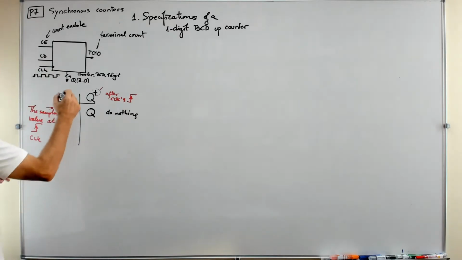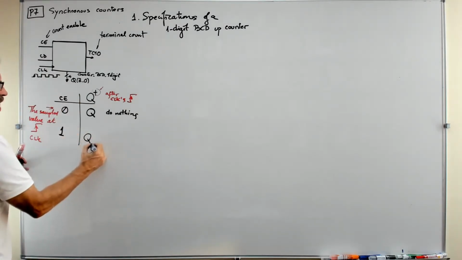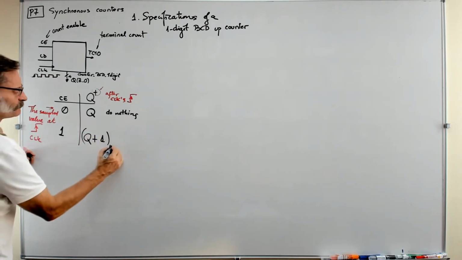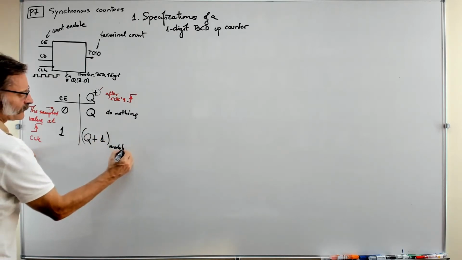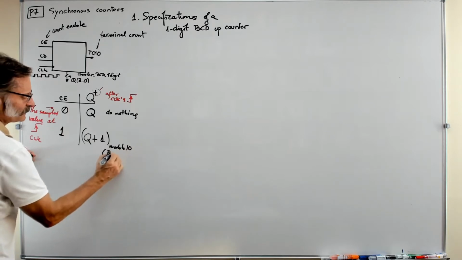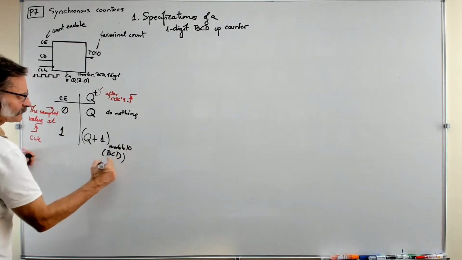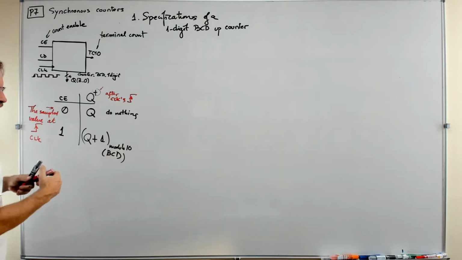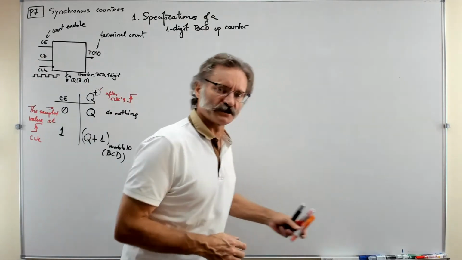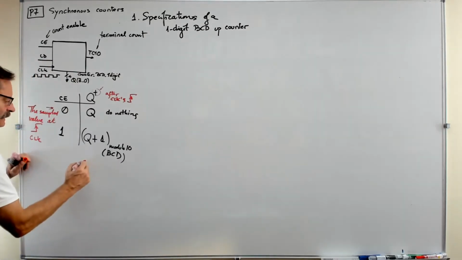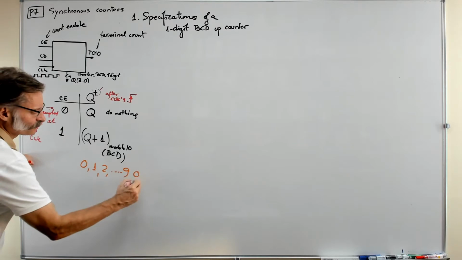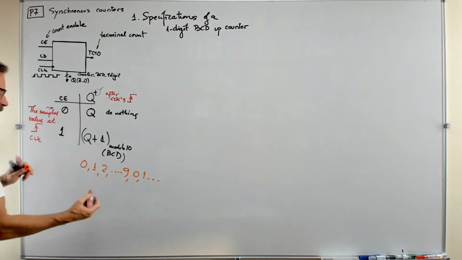But if you have a 1 in count enable, what you like next is the current value plus 1, you know? And this is in modulo 10, you see, BCD, binary code decimal, modulo 10. And the meaning of this is that the codes that you will get here are that way: 0, 1, 2, and then 9, 0, 1, and so on. And so that is the sequence.